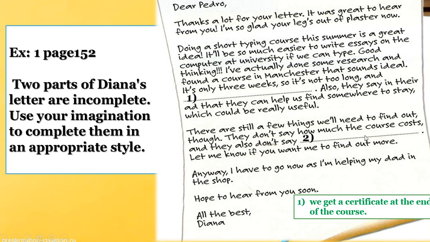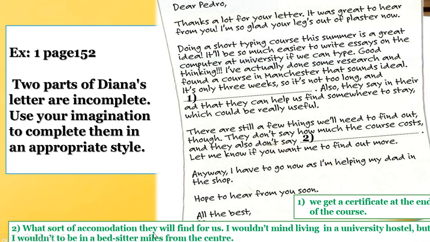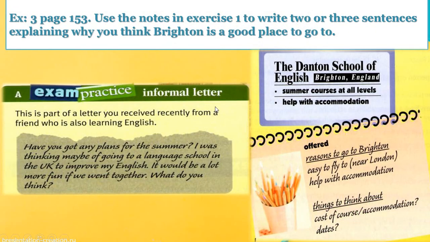They don't say how much the course costs, and they also don't say what sort of accommodation they will find for us. I wouldn't mind living in a university hostel, but I wouldn't want a bed-sitter miles from the center. But this is just a sample. You can use your imagination and you can finish this paragraph by yourself. Now let's look at the next exercise.